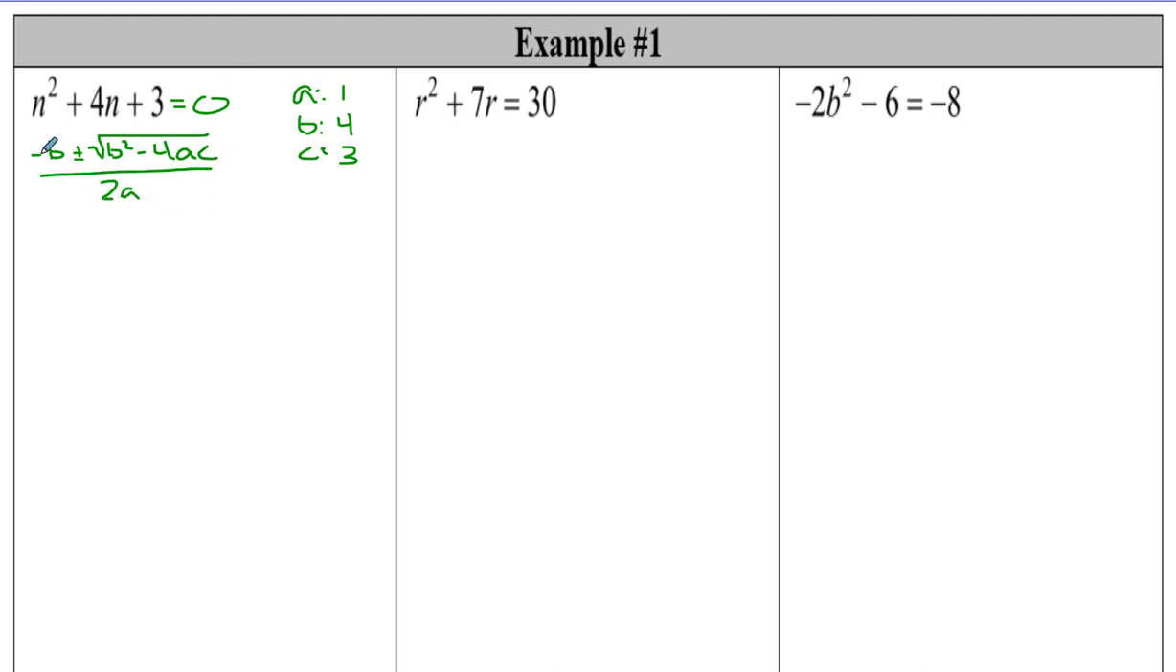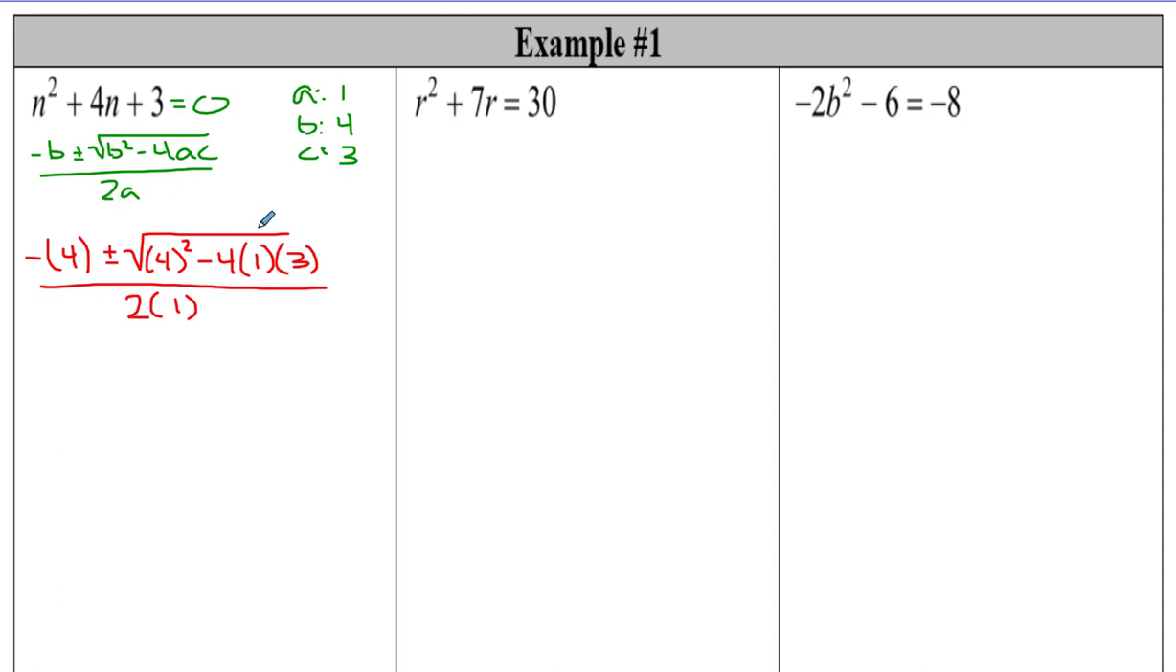Alright, so I start with my negative b. Remember, these signs are always part of this quadratic formula. And then I just start substituting. I got a positive 4. I have my plus or minus. I got my square root. I start with my b again, 4 squared minus 4 times my a value, and then times my c value. And I'm going to put this all over 2 times my a value.